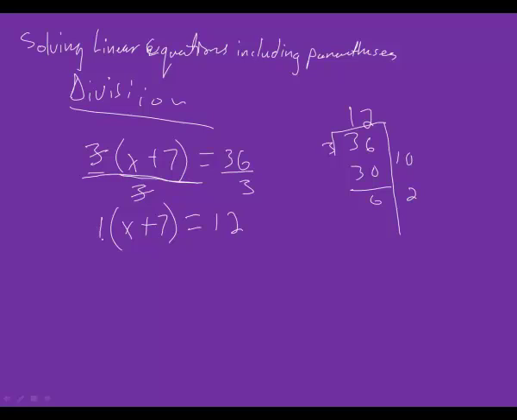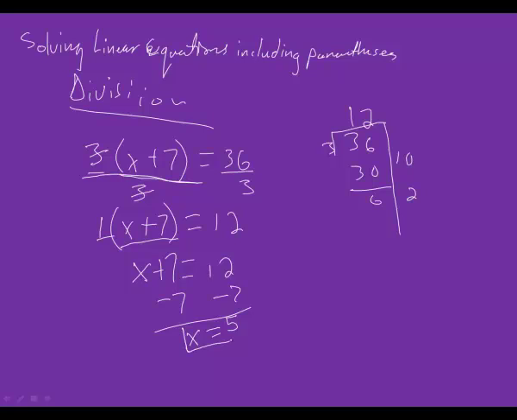Now, this 1, I did not have to write that, because 1 times anything is itself. So if I take 1 times this term, what's left is x plus 7, and I'm just going to get rid of the parentheses. So x plus 7 is equal to 12. Okay, and from here it's just basically solving your usual linear equation. So our goal is to get x by itself, and what's keeping x from being by itself is this positive 7. So we're going to subtract 7 from both sides, which gives me x is equal to 12 minus 7, which is 5.